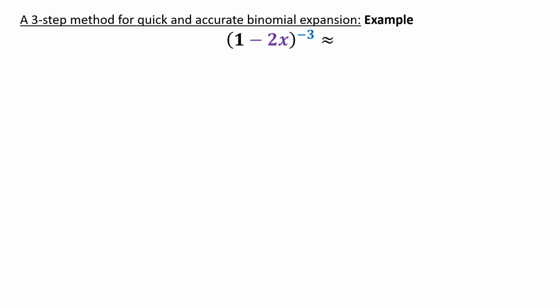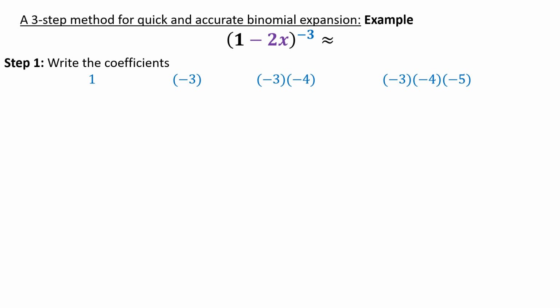So let's try with (1 minus 2x) to the power of minus 3. We start with the coefficients. We always begin with a 1. Then for this one, n is minus 3. n times (n minus 1) is minus 3 times minus 4. And finally, minus 3 times minus 4 times minus 5.